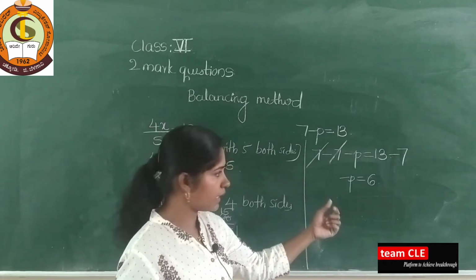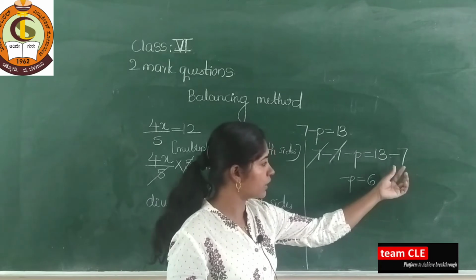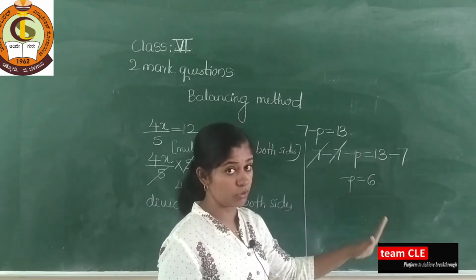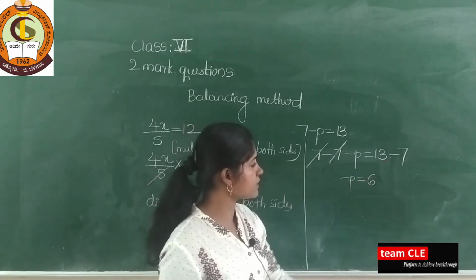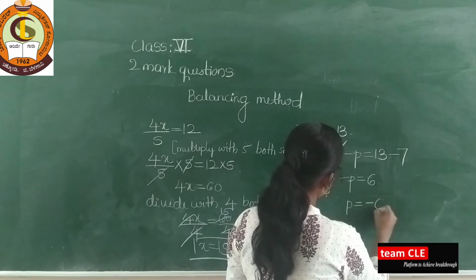See, now I did it here: I gave it only to the LHS side, and I did not give it to the right side. So don't make this kind of mistake. Okay, so 13 minus 7 is 6, so p is equal to minus 6.